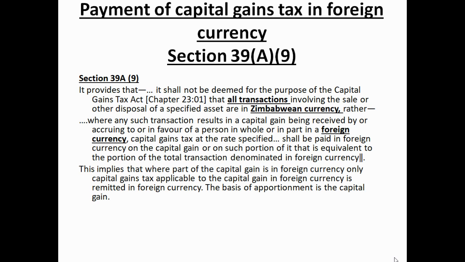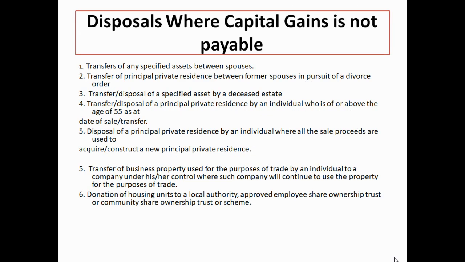I think I explained this one. That's what we were supposed to write on that question. They said the question was what the effects of this subsection were, that was what you were supposed to say. This implies that where part of the gain is in foreign currency, only capital gains tax applicable to the capital gain in foreign currency is remitted in foreign currency. The basis of apportionment is the capital gain. Okay, I think I explained this one. Let's go through.